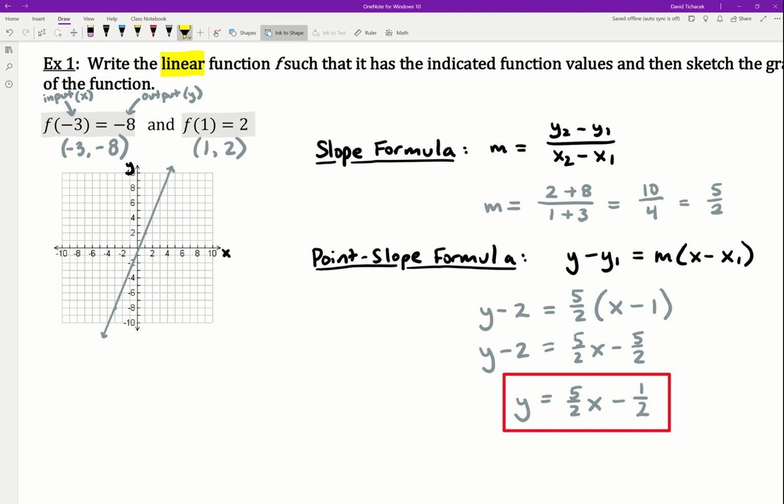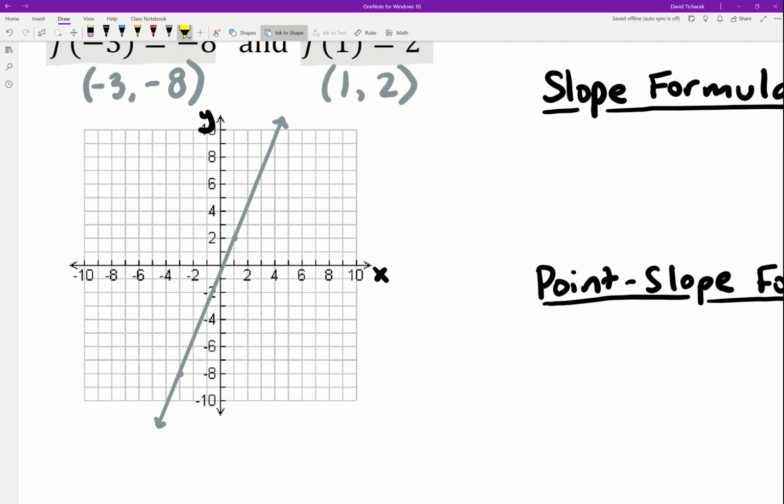I chose to go ahead and go with the point (1, 2) as opposed to (-3, -8) because, again, just make your life easy. You don't have to deal with those negatives if you can avoid it, right? So, again, you get a final answer there of y is equal to 5/2 x minus 1/2. And then if you were to go ahead and graph that, you can see that that's done right there. Pretty simple.